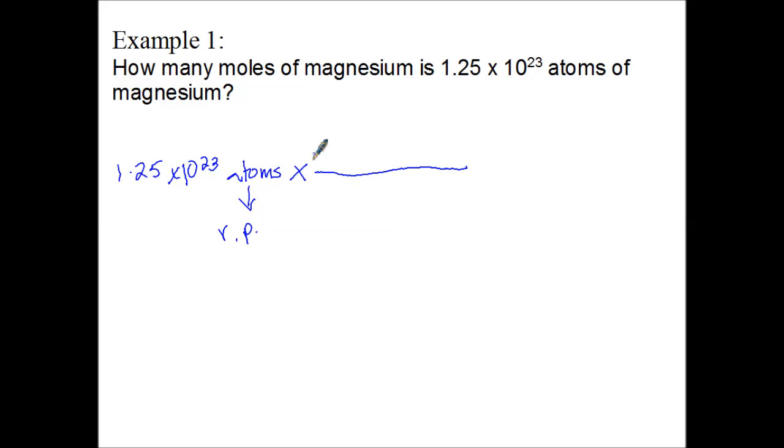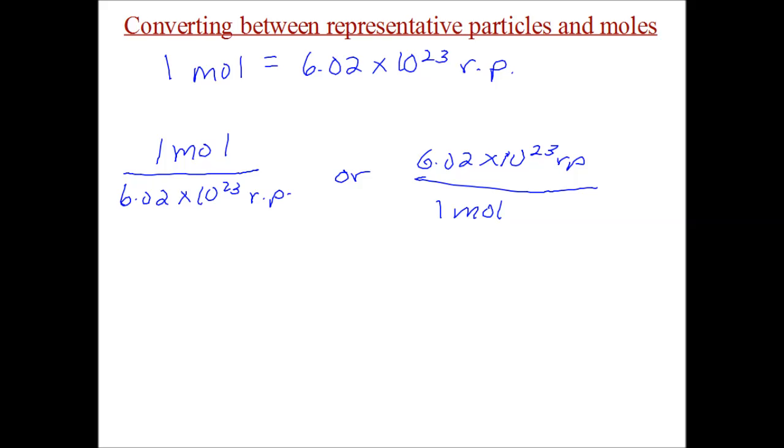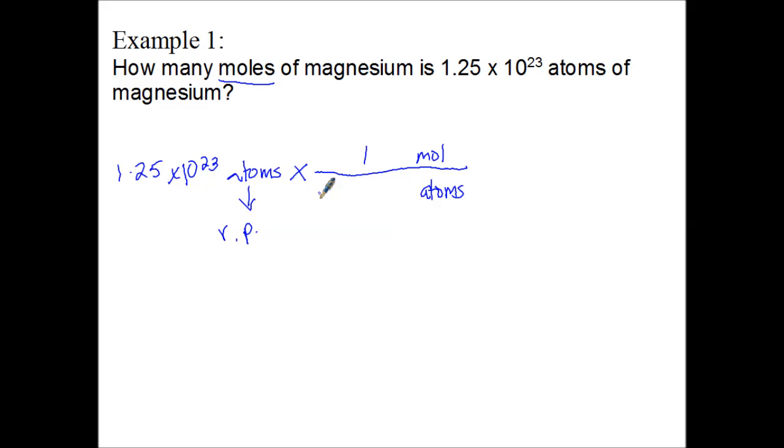If atoms or representative particles are what we start with, that has to go on the bottom. So atoms will go on the bottom, and then what we're converting to, which is how many moles, will go on top. Which conversion factor are we going to use? That's going to be the one with moles on top. So we'll put the 1 mole on top, and the 6.02 times 10 to the 23rd on the bottom. And then all we have to do is the math.